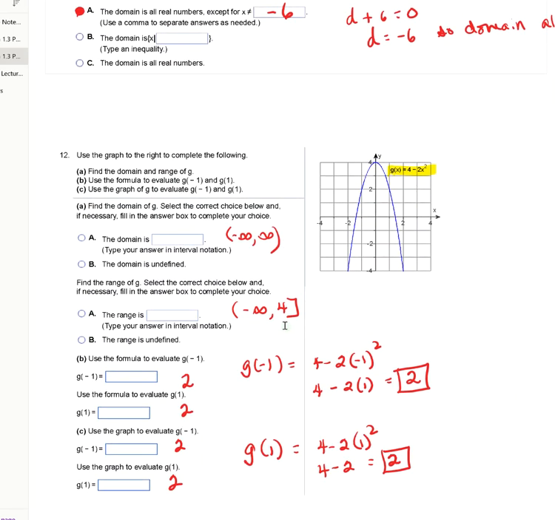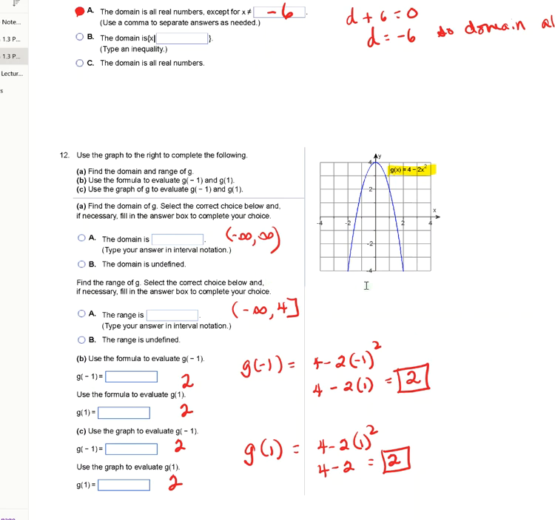All right, let's look at 12. On number 12, we're using a graph to figure out some things. Find the domain and range of G. Okay, so some people look at this and they say, oh, this goes from -2 to 2. But what we have to remember is this parabola, as it goes down, it gets wider and wider and wider on both sides. So ultimately, for every x, there is a y. So the domain is all real numbers, and it says put it in interval notation. So we're going to put it like this.